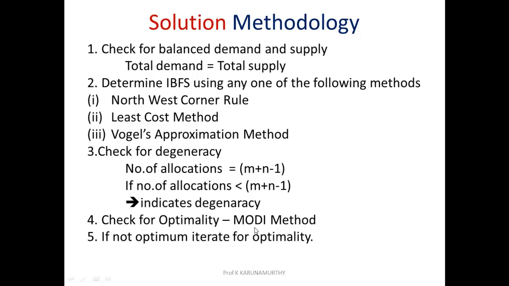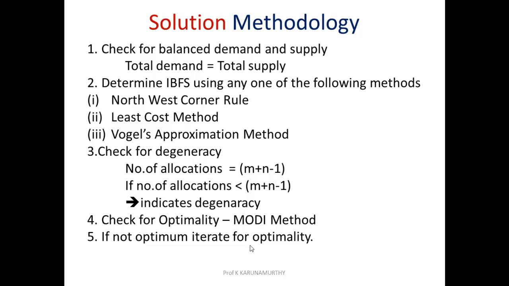After checking the optimality, if you come to know that the solution we have obtained is not optimum, then we have to iterate for optimality. When I say we are iterating for optimality, we are trying to arrive at a better solution. Then again we have to check whether the obtained solution is optimum or not. For that also we will again be using this Modi method. So the Modi method is normally used to determine whether the obtained solution is optimum or not. If the solution obtained is not optimum, then we will be iterating to determine the next better solution. So this process is cyclic, and we will proceed until we get the optimum solution.